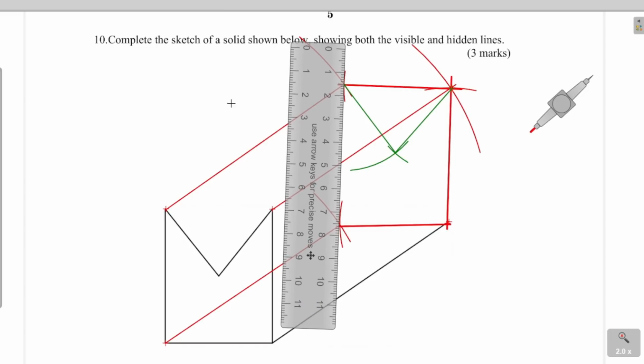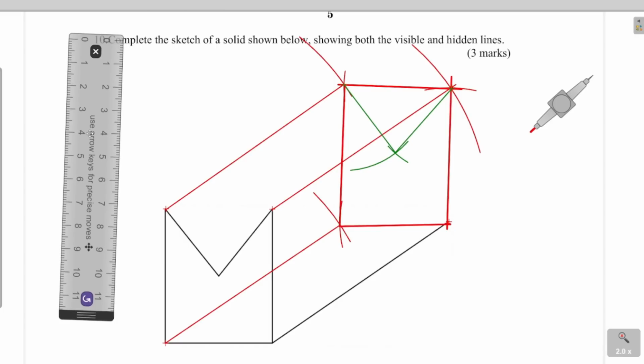That one. So join that one using a straight line like that. Now we have everything complete. The only thing that is remaining is now showing the hidden lines.